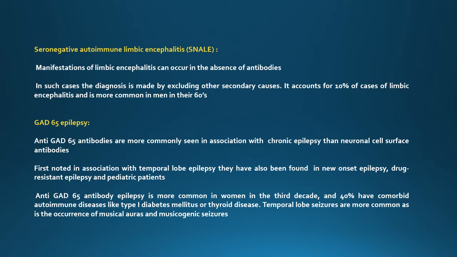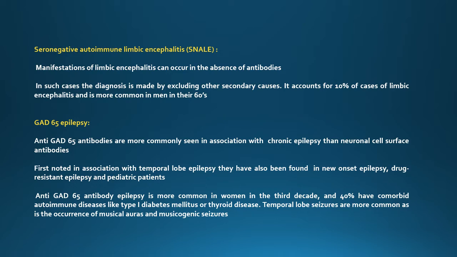Seronegative autoimmune limbic encephalitis, or SNAIL. Manifestations of limbic encephalitis can occur in the absence of antibodies. In such cases, the diagnosis is made by excluding other secondary causes. It accounts for 10% of the cases of limbic encephalitis and is more common in men in their 60s.